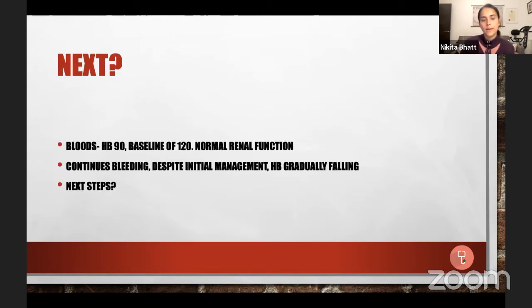So the next thing that happens is that you've checked his bloods again, and his HB is 90. His usual baseline is 120, and this is despite the 2 units of transfusion. So he's probably been bleeding for a while, and his renal function is completely normal. He continues to bleed despite your wonderful washout and irrigation, and the HB keeps dropping. And this is like 2 days later after his admission. You're not able to get on top of the hematuria just by doing the washouts and the irrigation on the ward. What would you do next?